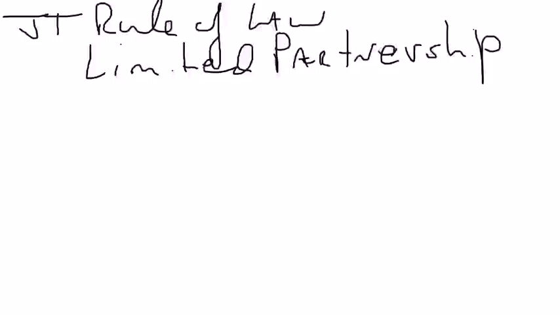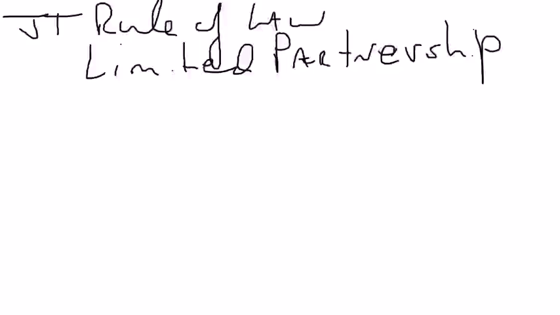The next JT rule of law we're going to discuss is the small business entity known as a limited partnership. A limited partnership is similar to a partnership that we already discussed. However, it has one significant difference.